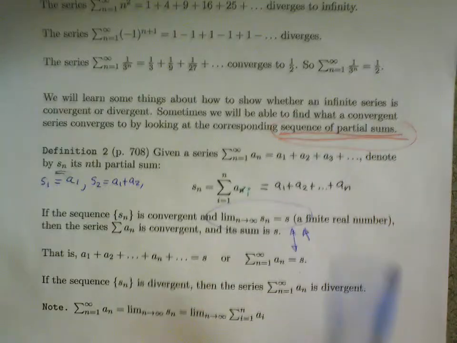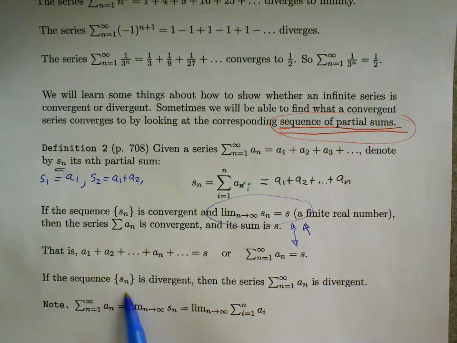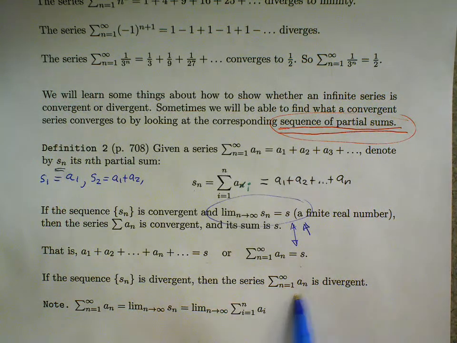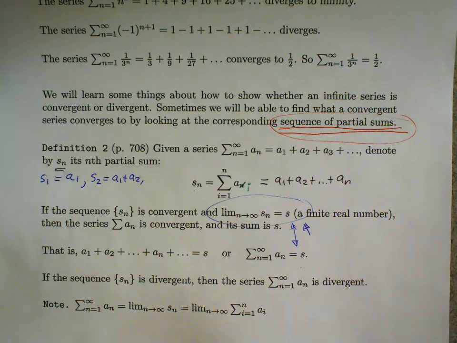Okay, if the sequence of partial sums S sub n is divergent, then the series of the a sub n terms is also divergent.